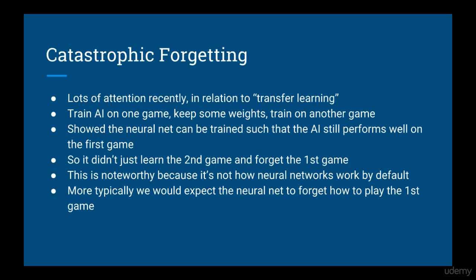One downside to this is the catastrophic forgetting effect. This idea has gotten lots of attention recently because researchers have found ways to successfully implement transfer learning. In other words, they could train an AI in one game and use parts of the neural network to improve training on another game. They then showed that the neural network was still able to play the old game, so the neural network didn't simply just learn the new game and forget the old game. The reason this research is noteworthy is because this is not how neural networks work by default. In a more typical case, we actually expect the neural network to forget how to play the first game.